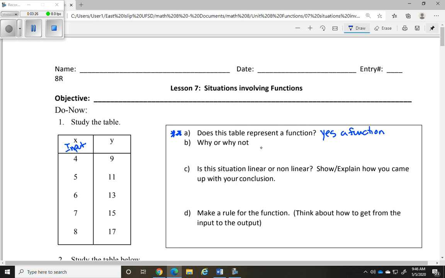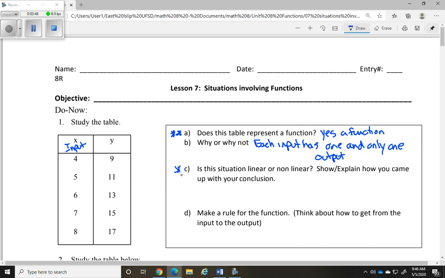And your reason should be each input has one and only one output. That really is the only acceptable reason.